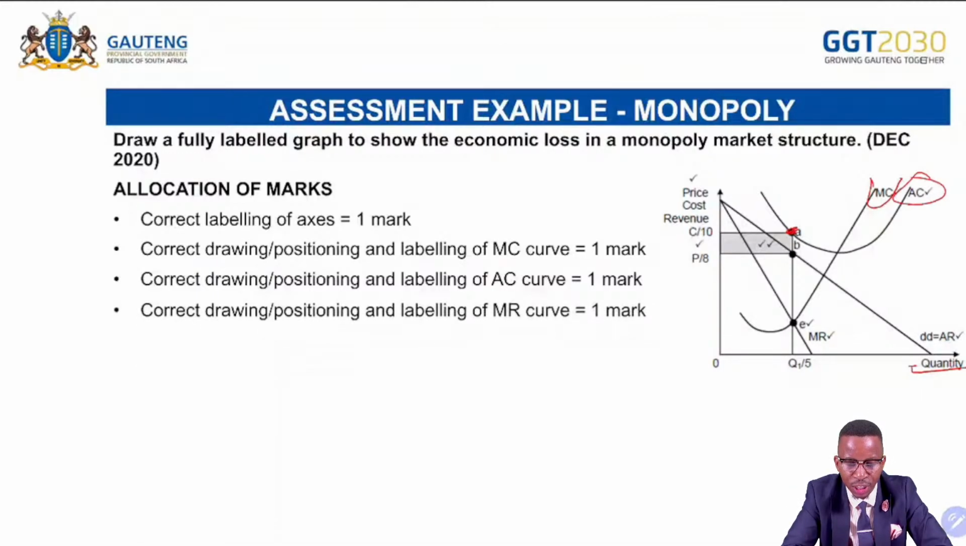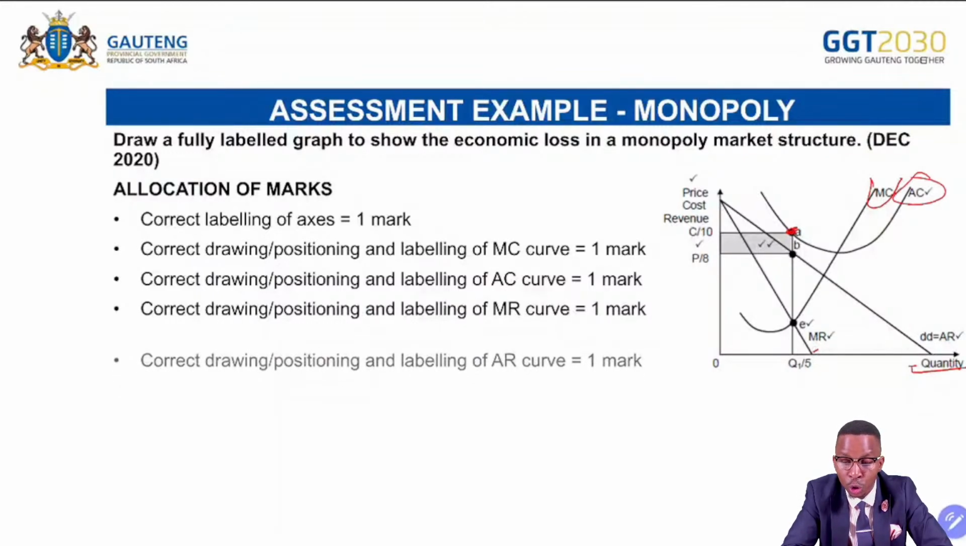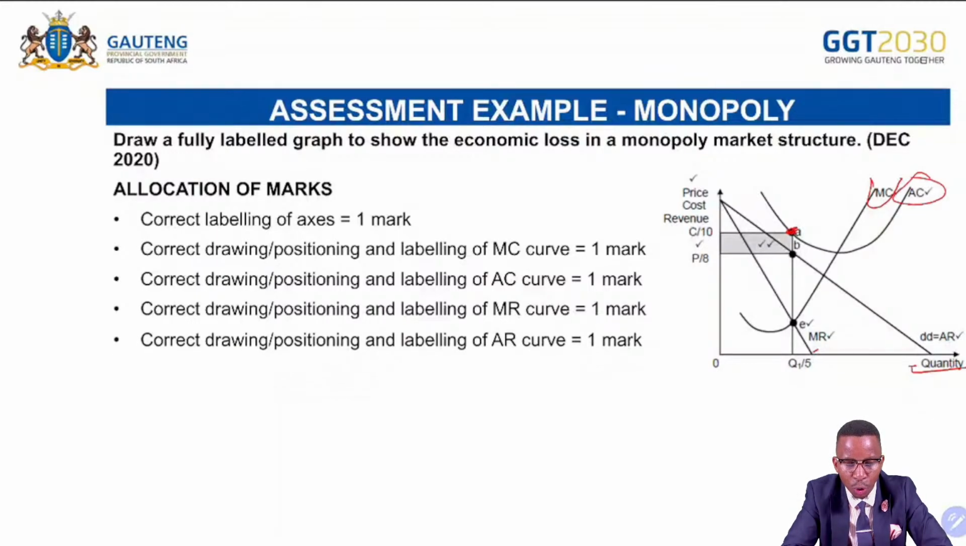Correct drawing or positioning, labeling of MR. You can see MR is cutting our horizontal axis in the middle. It's 1 mark. And then it's also below AR. Correct drawing or positioning and labeling of AR. You can see AR is above MR there. Then it is correct, even though it is touching our axis, meaning that it can be 0. So that's a mark also.